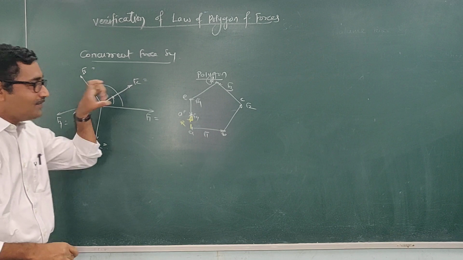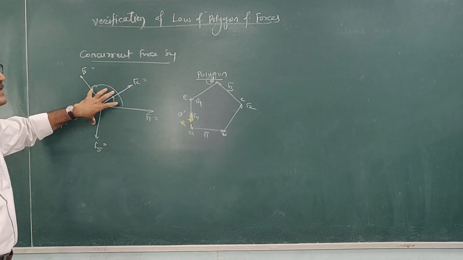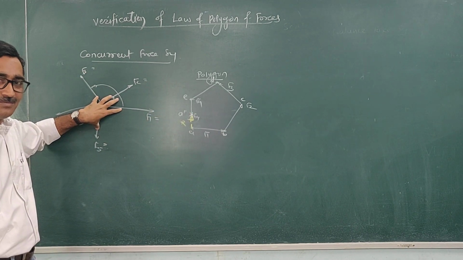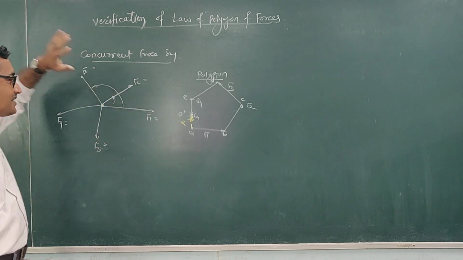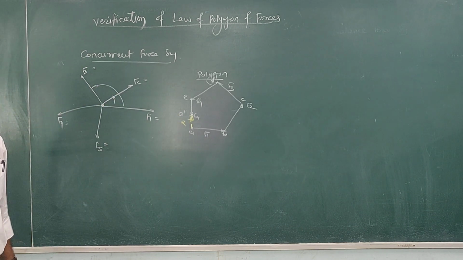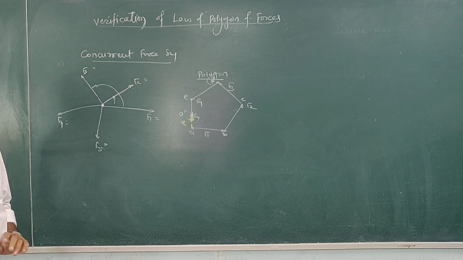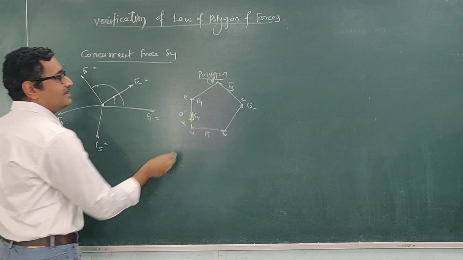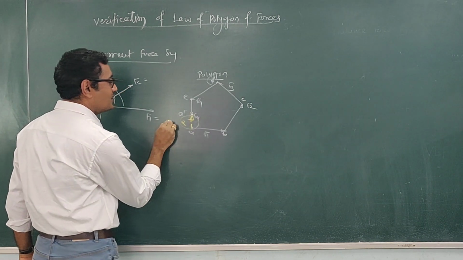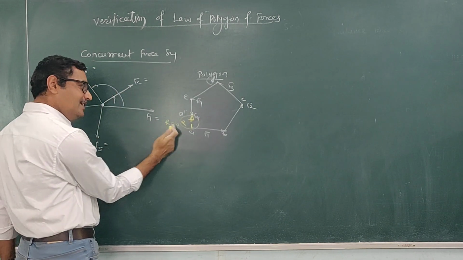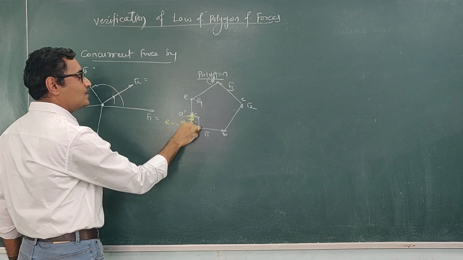I told you that if a resultant is present, it means the force system is an unbalanced force system. If the resultant is present, it can't remain in equilibrium; it will be in motion. But this force system is in equilibrium, we have arranged it like that. So this resultant has to be equal to 0, and to get this resultant 0, the last point must coincide with the first one.